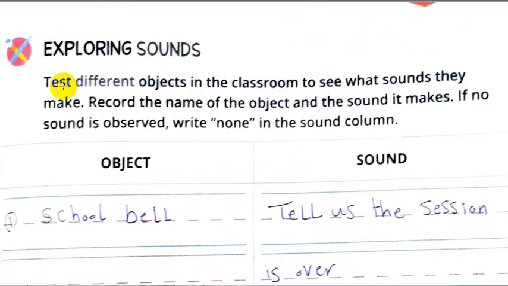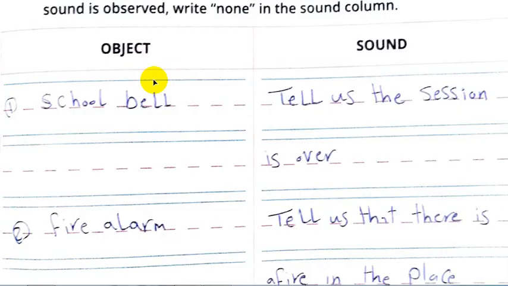Exploring sounds. Test different objects in the classroom to see what sounds they make. Record the name of the object and the sound it makes. If no sound is observed, write none in the sound column. Okay, my students, what objects can make sound in the classroom? Right, number 1, school bell. The sound of the school bell tells us the session is over.